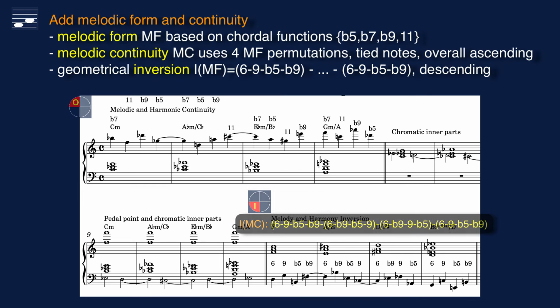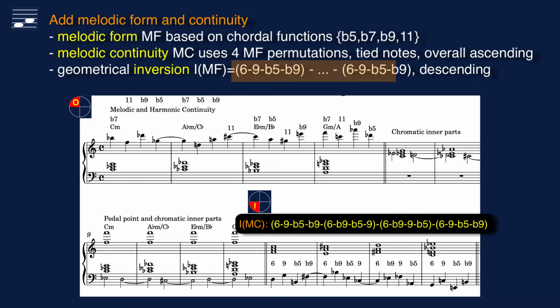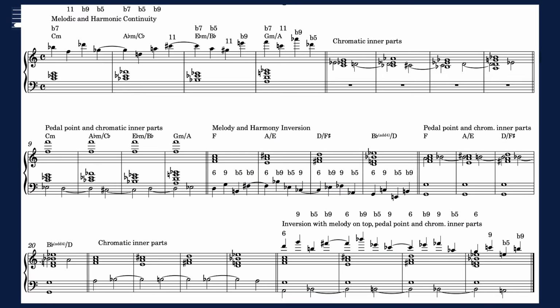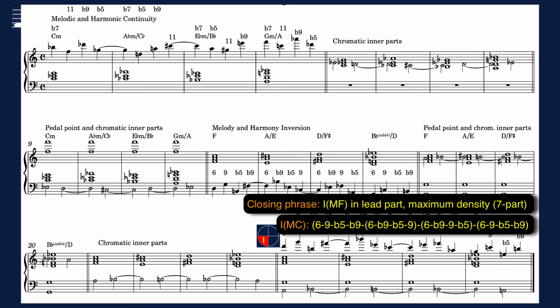In the geometrical inversion variant, the 4 chordal functions, now in the bass, become a different melodic form, with chordal functions flat 5, 6, flat 9 and 9. Again, the chain of 4 permutations yields a melodic continuity, with some tight notes and now overall descending bass melody part. This continuity closes with the inversion position melodic continuity, now in the lead part.